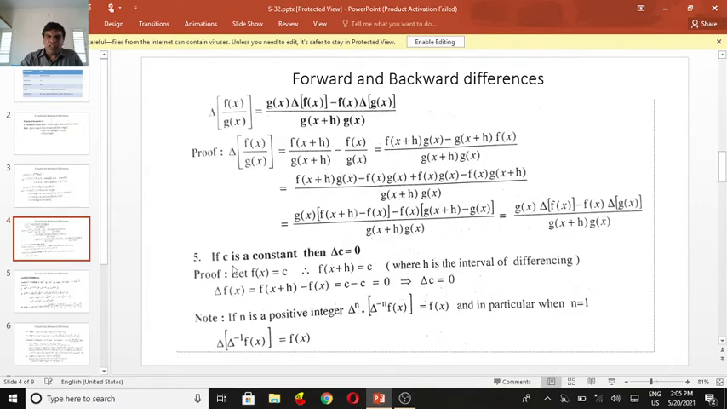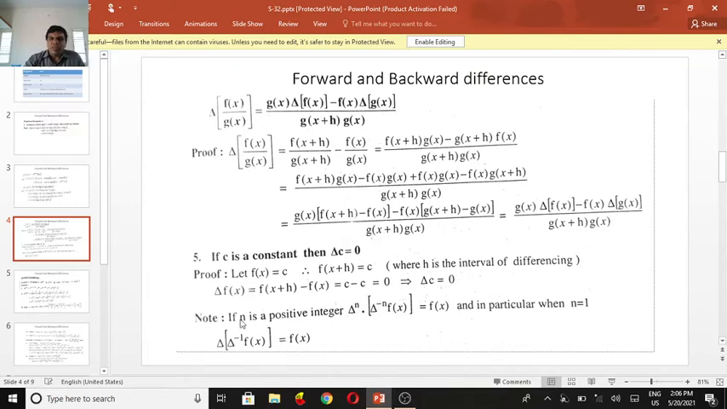Next theorem, next simple properties. If c is a constant, then Δc is 0. Let us take f(x) equal to c. If we apply Δ, f(x+h) is also c, constant. The difference is also constant, where h is the interval of difference. By definition, Δf(x) equals f(x+h) minus f(x). So f(x+h) is c, f(x) is also c. So c minus c is 0, meaning Δc is 0.